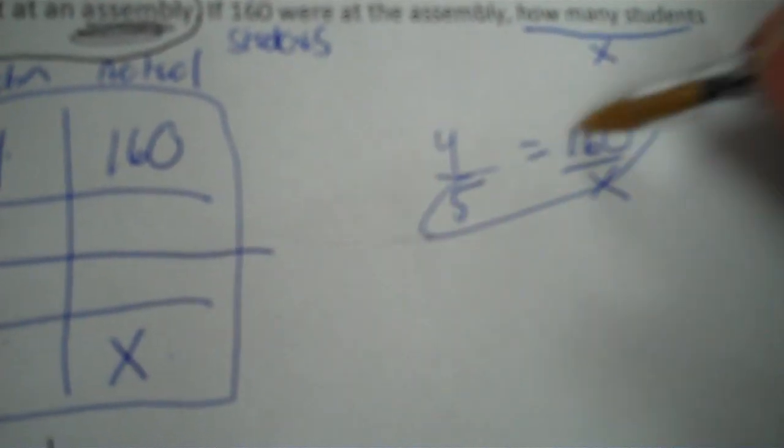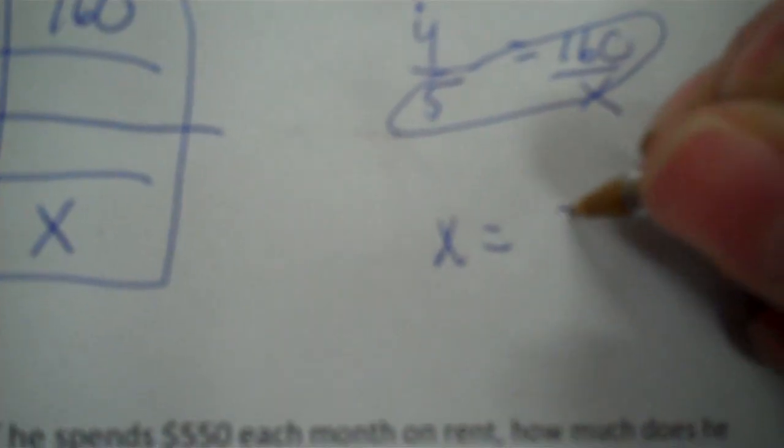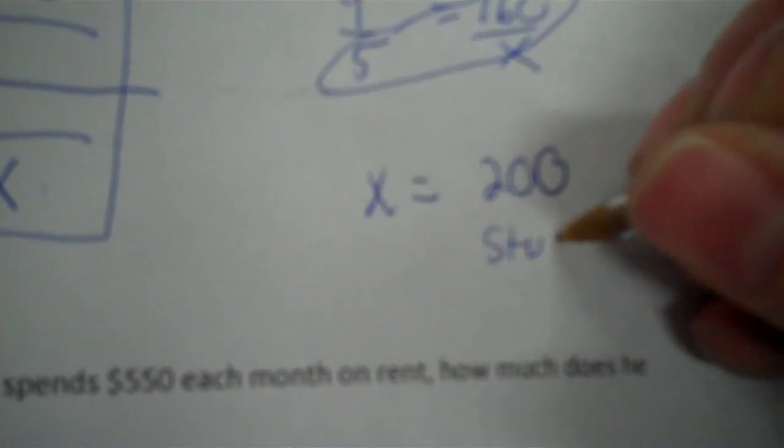Okay, then I cross multiply and divide by 4. The reason you cross multiply and divide is 5 times 160 is equal to 4 times x, so to get rid of the times you divide, and that's going to be 200. So x equals 200, and it's 160 students, so it would be 200 students.